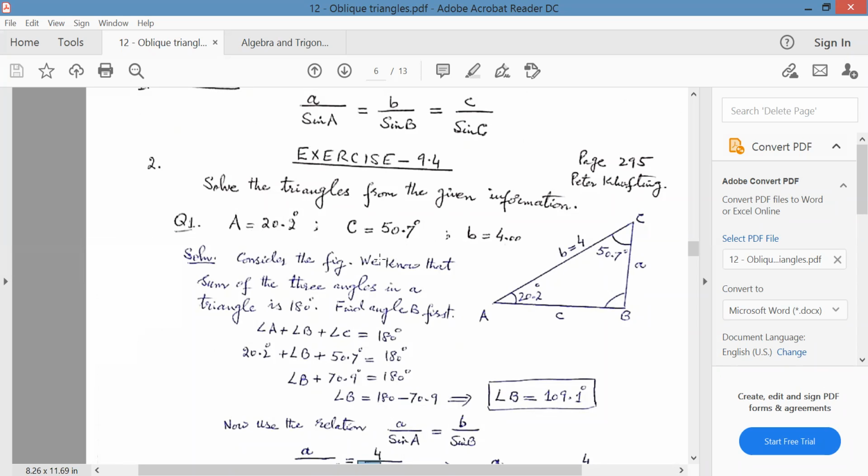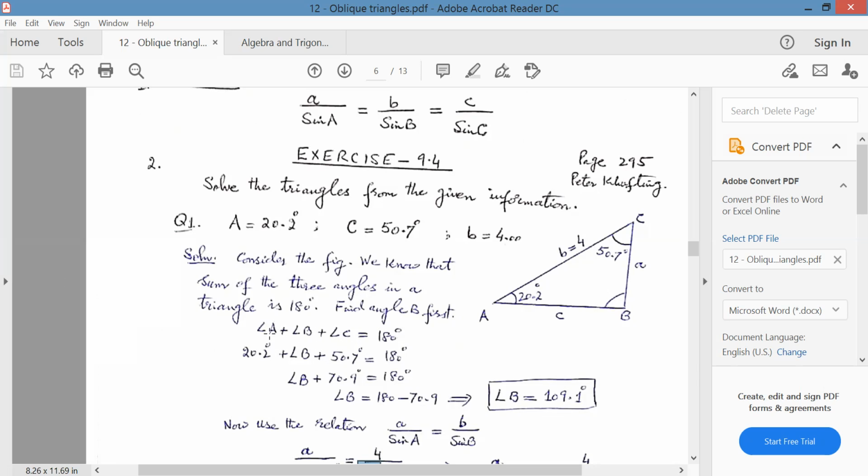It will never be less than 180 degrees. The sum of the three angles is 180 degrees. If two of the angles are known, sum them up and subtract the sum from 180 degrees. You will get the value of the third angle that we have done here. You see, angle A plus angle B plus angle C is 180 degrees.